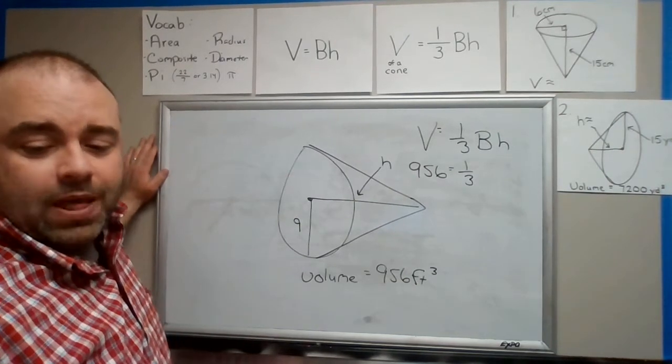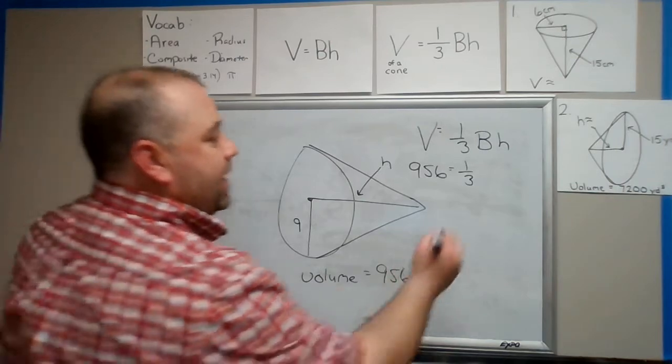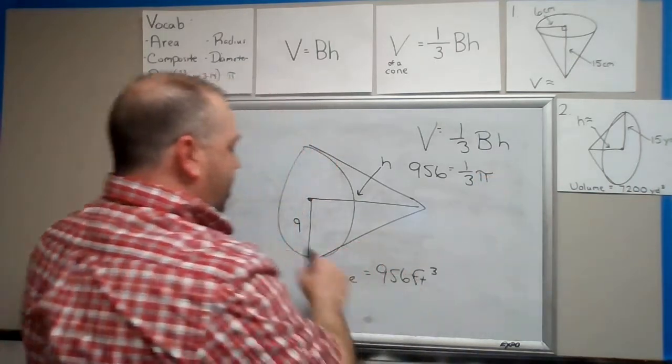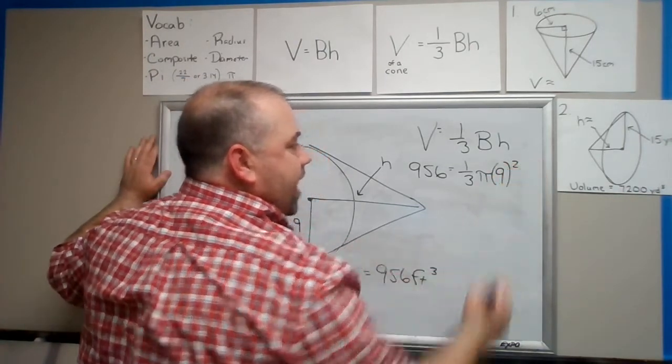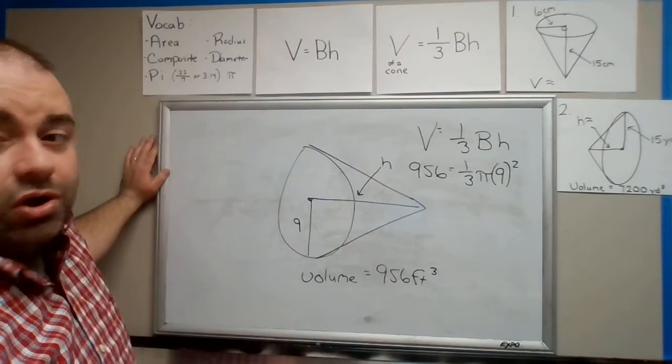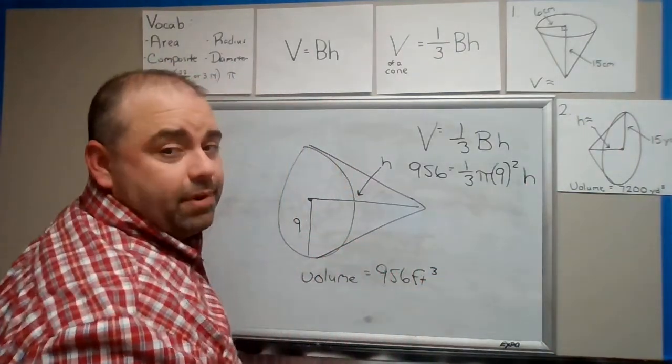The whole base would actually be pi r squared. So I have to go pi times r, the radius, which is 9, and I'm going to square that. So that's going to be exciting. And I don't know my height, so I can just leave this as h. So I know a lot, but I don't know h.